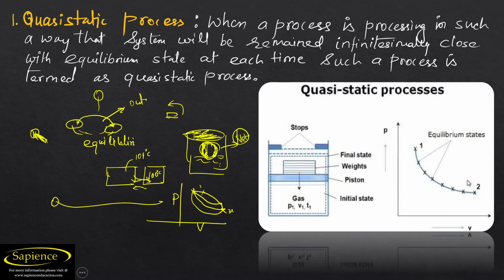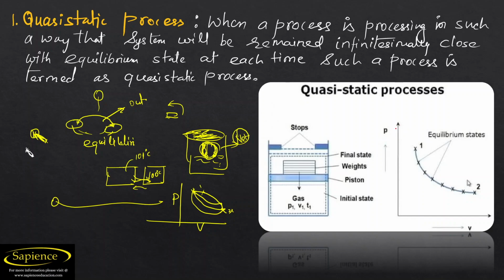So when we take an infinitesimally small step, it is possible to keep it in equilibrium. Let us see. This is a very small step between state 1 and 2. So the only possibility is this path only. So when we take a small step, what will happen?